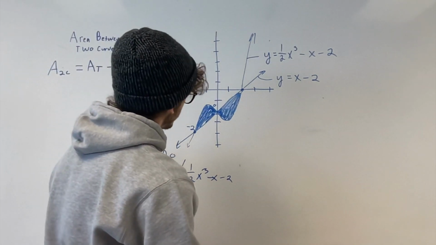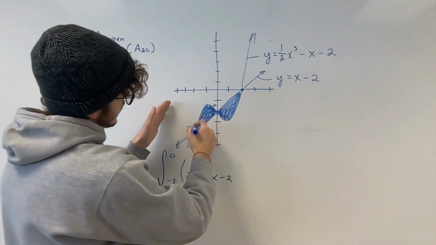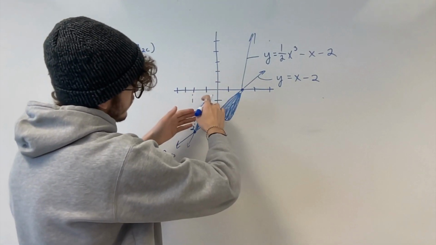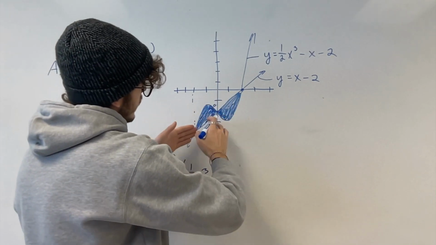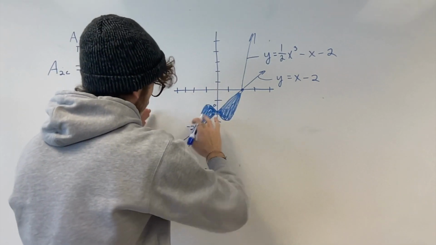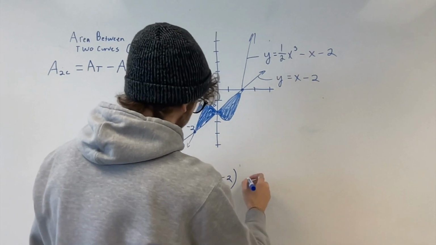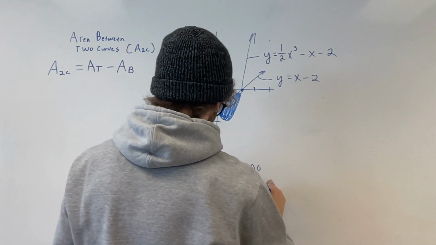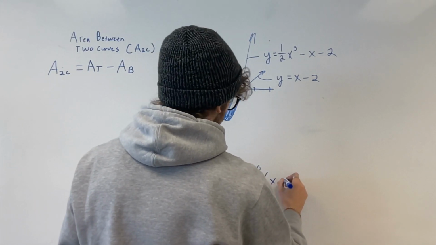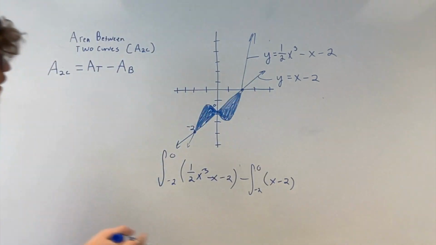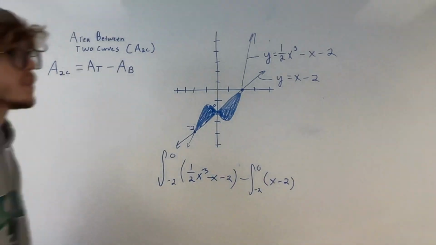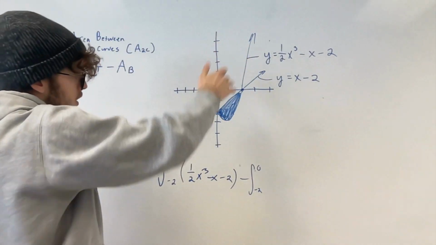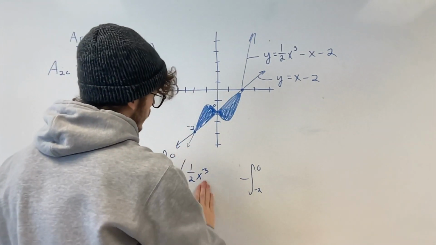That's going to find all of the area in this section with this function. Then we're going to subtract the integral from -2 to 0 of x minus 2. Quite simple. Or sorry, this is flipped, because if you're on top, your top function is your top function. This is our bottom function here, sorry.